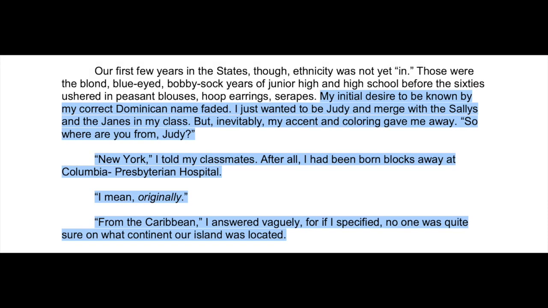One example from the end of the 8th paragraph, Julia says, "My initial desire to be known by my correct Dominican name faded. I just wanted to be Judy and merge with the Sallys and the Janes in my class. But inevitably, my accent and coloring gave me away. 'So where are you from, Judy?' 'New York,' I told my classmates. After all, I had been born blocks away at Columbia Presbyterian Hospital. 'I mean originally.' 'From the Caribbean,' I answered vaguely, for if I specified, no one was quite sure on what continent our island was located."